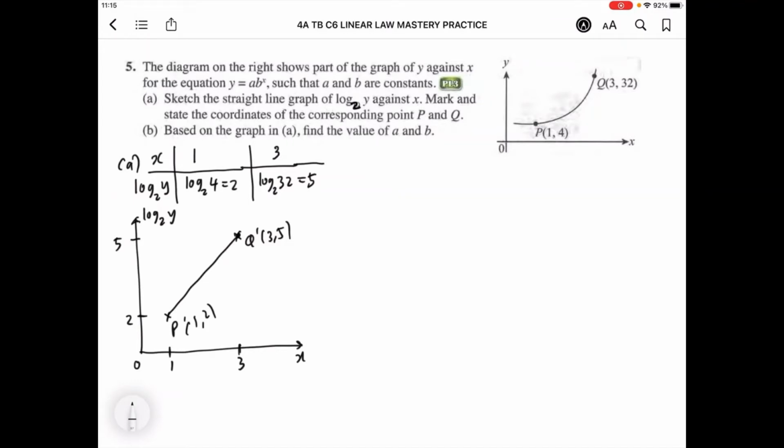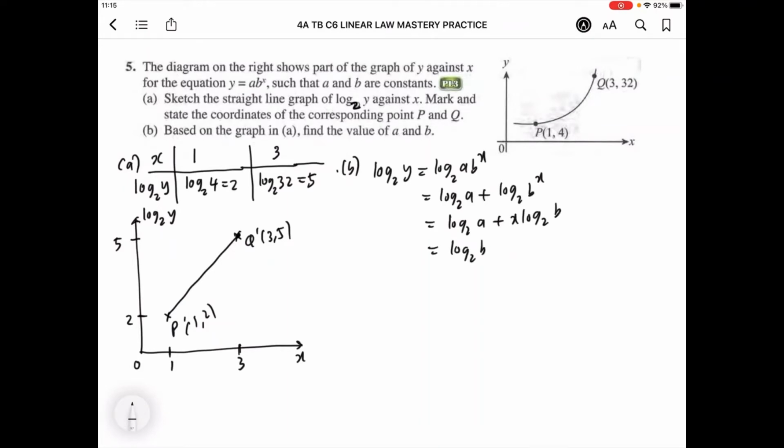Now they say based on the graph in part A, find the value of a and b. Maybe I have to convert this to linear form first. Your original function is y equals ab power x, so I'm going to use log base 2: log base 2 y equals log base 2 of ab power x. When you break it up, it's log base 2 a plus log base 2 b with the power x. You want to bring the power in front and rearrange this. This will be your big Y, this is your gradient, this is your big X, and your c.